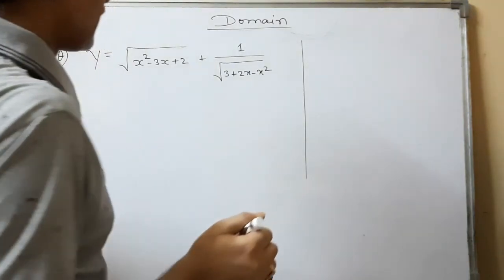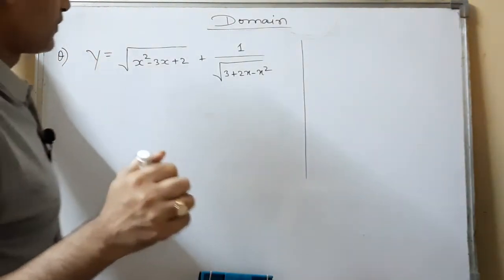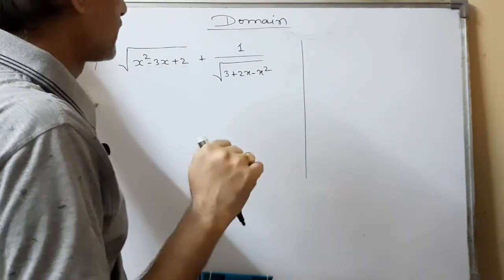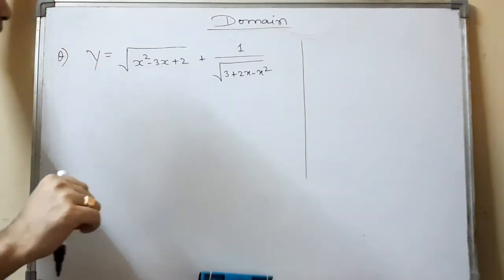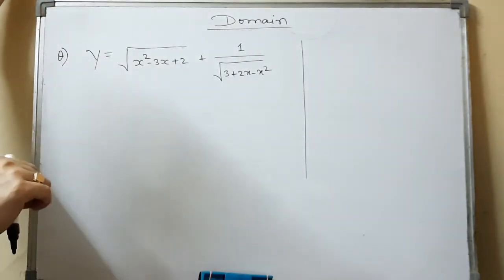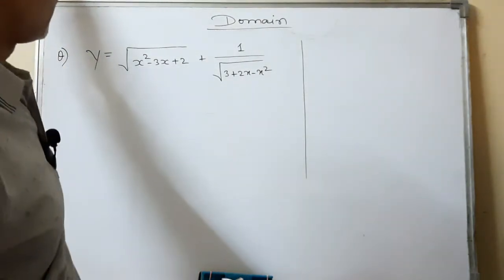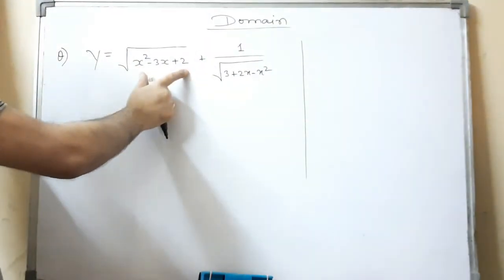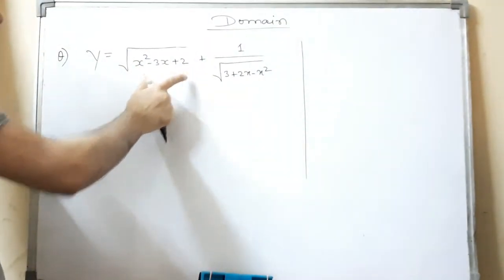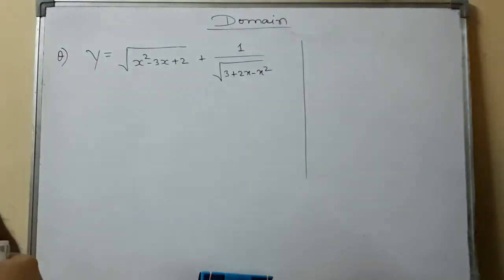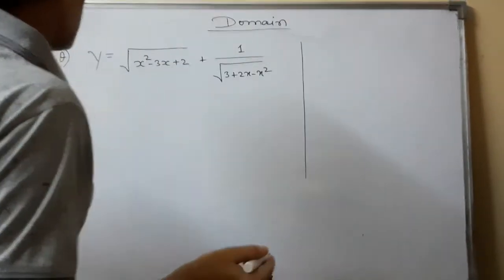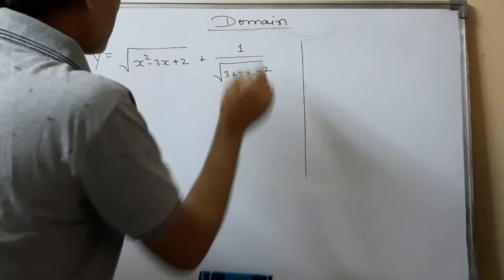and in case of an algebraic function, two things we need to check. Firstly, the denominator should not be equal to 0, and any algebraic expression inside the square root sign should not be negative. So these two criteria should be met. Now how to find out the domain of this function?